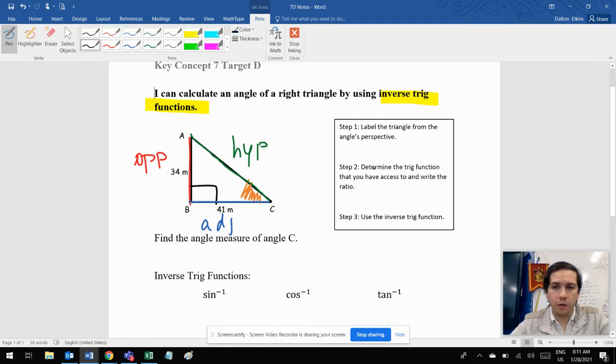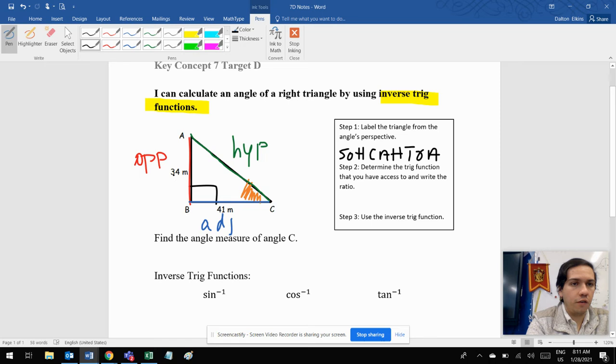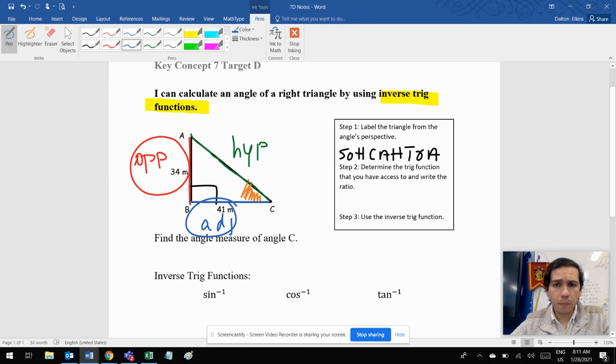Our second step is to determine the trig function that we have access to. So using SOHCAHTOA here, we need to figure out if I need to use sine, tangent, or cosine. So the sides that I do have, we have the opposite side and the adjacent side. So I need O and I need A. Well, sine, SOH, in SOHCAHTOA, I need H, which is the hypotenuse. We don't have the hypotenuse, so I'm not going to use sine. Same thing for cosine. I need the adjacent side and the hypotenuse, but I don't have the hypotenuse. We can use the tangent because we have the opposite and the adjacent.